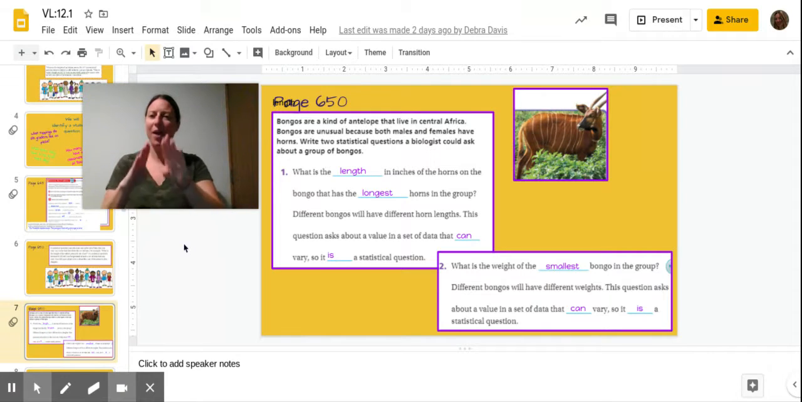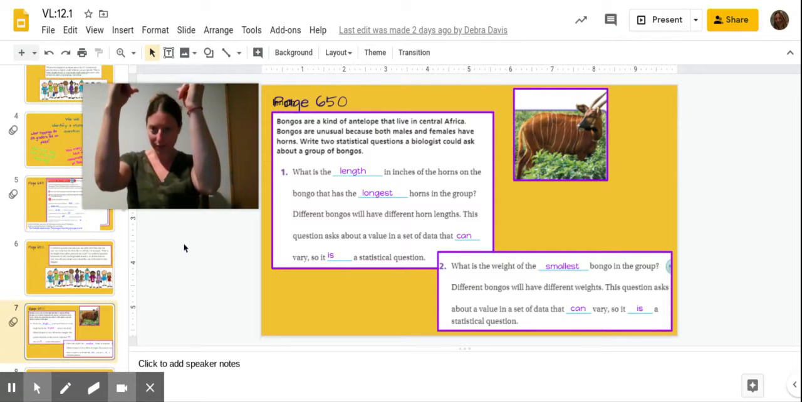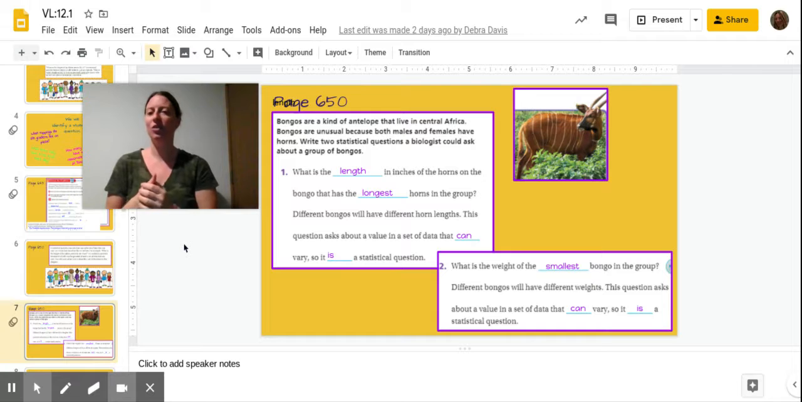The first one says, what is the length in inches of the horns on the bongo that has the longest horns in the group? Different bongos will have different horn lengths. This question asks about the value of a set of data that can vary. So it is a statistical question.